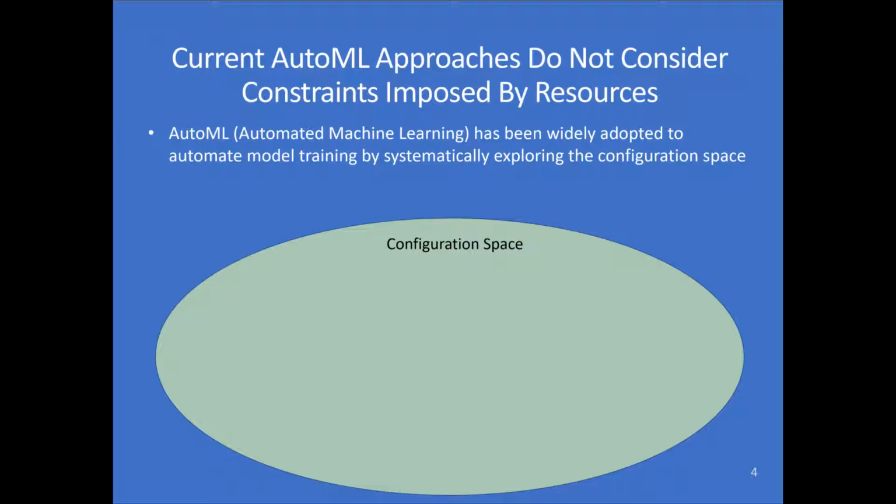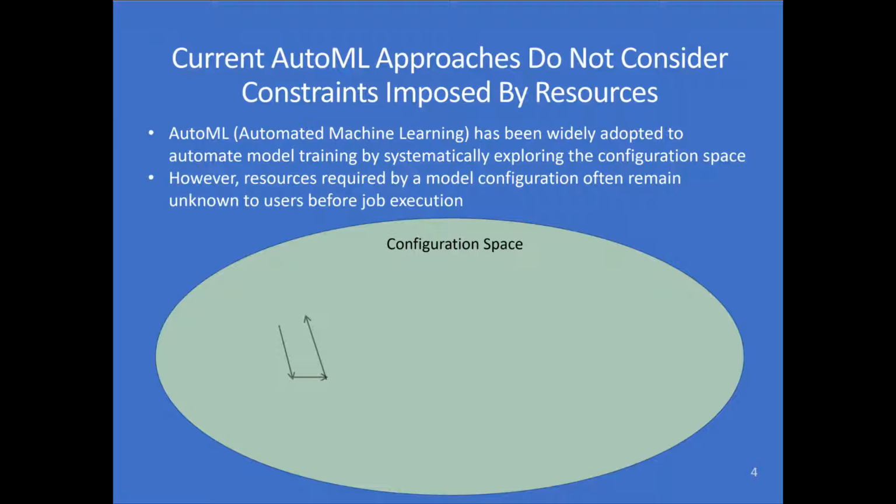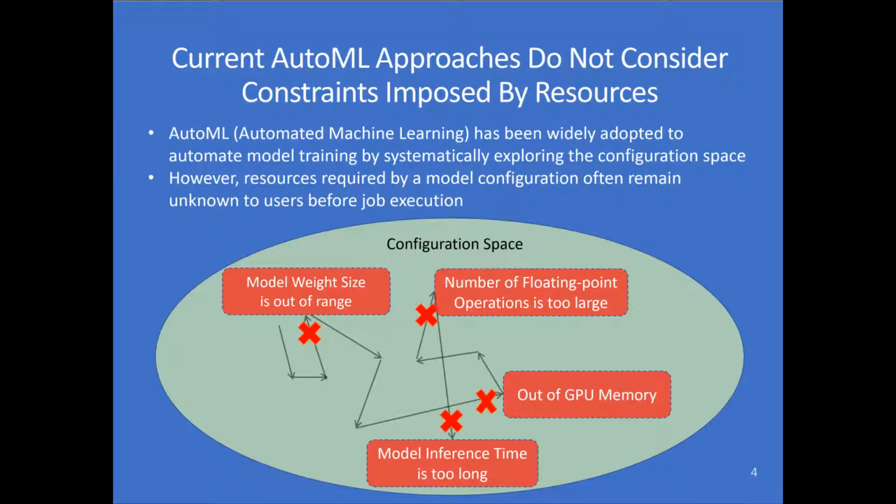AutoML has been widely adopted to automate model training by systematically exploring the configuration space. Each arrow represents searching a model with a specific configuration until the best model is found. However, resources required by a model configuration often remain unknown to the user before job execution. Non-conforming model configurations could lead to many failed AutoML trials. For example, the model weight size is out of range, out of GPU memory, the number of floating point operations is too large, or model inference time is too long.